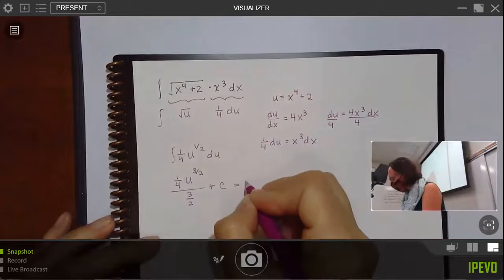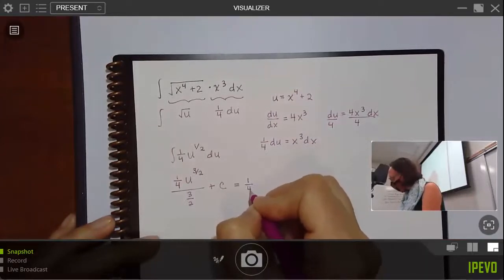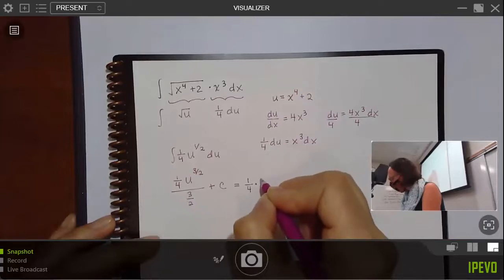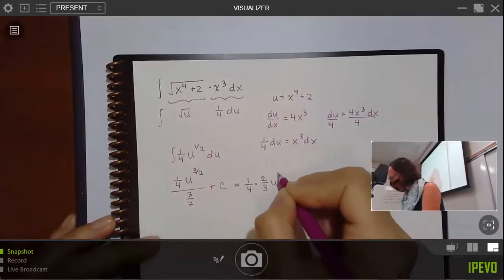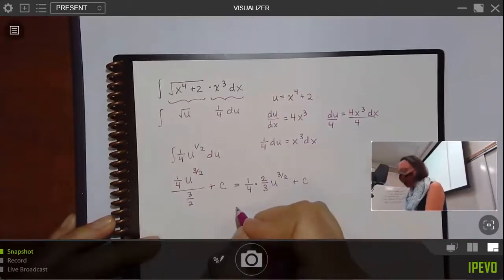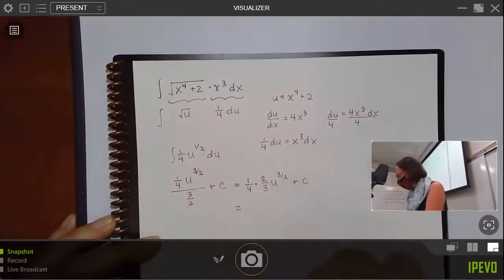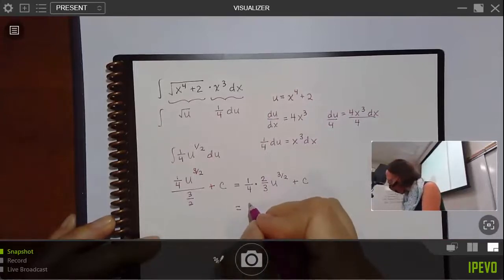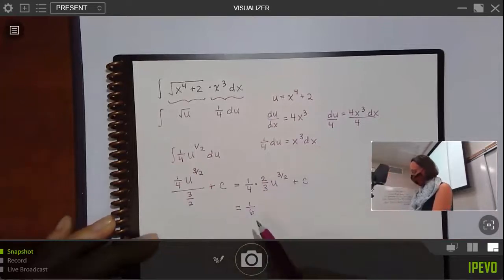Okay, and I can write that as 1/4 times 2/3 u to the 3/2 plus c, and then make my fractions a little nicer. Don't have to do that step, but it's kind of nice. So my fractions will turn into 1/6.